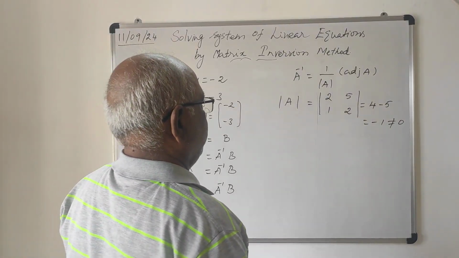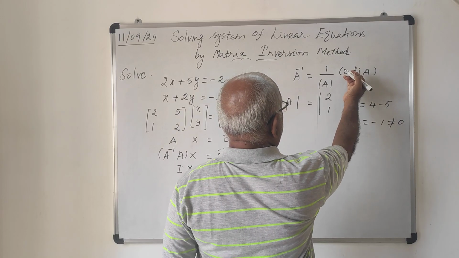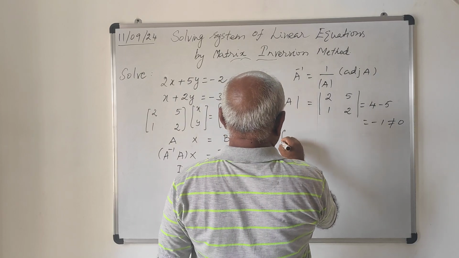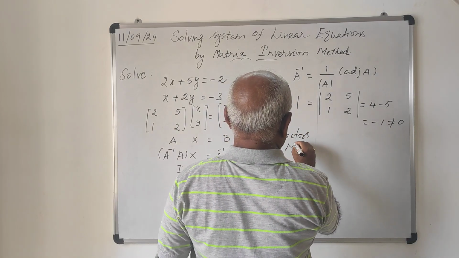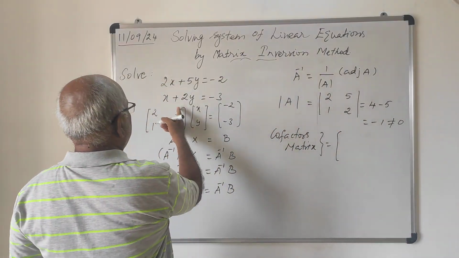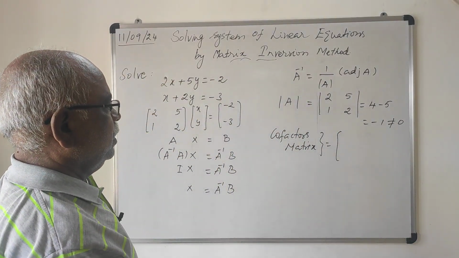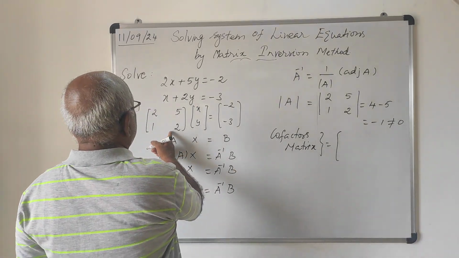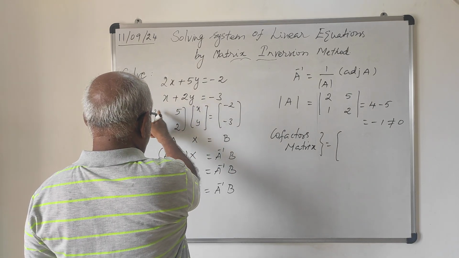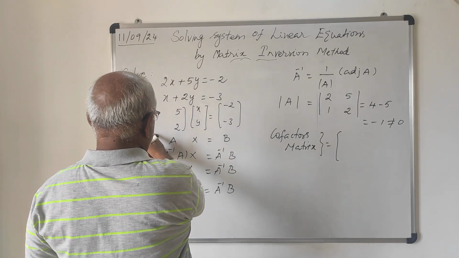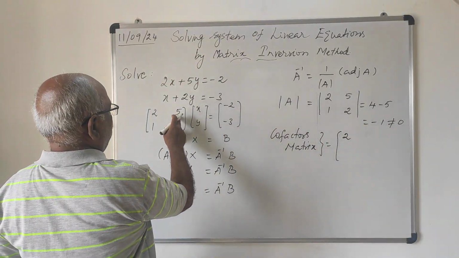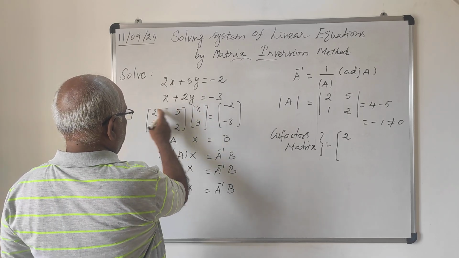Now what is adj A? To find adj A, first find the cofactors. The cofactor matrix of matrix A. See, in the cofactor matrix, the diagonal elements should be interchanged. The cofactor of the first element is obtained by eliminating its row and column, and we will get 2. Similarly, the cofactor of 5 is obtained by eliminating 5, that is 1.